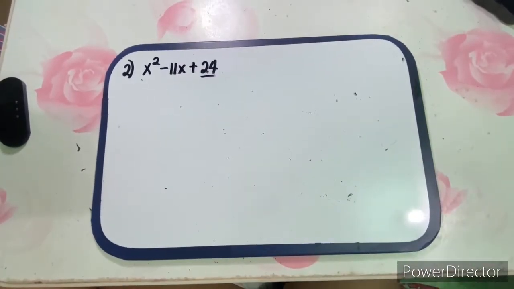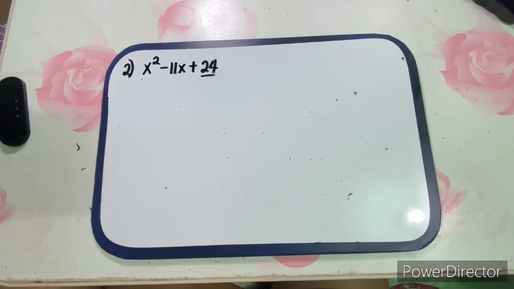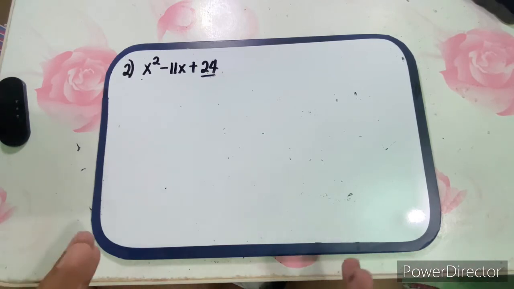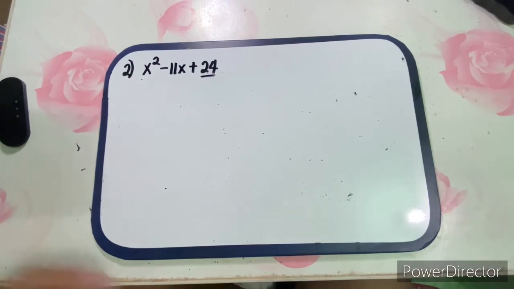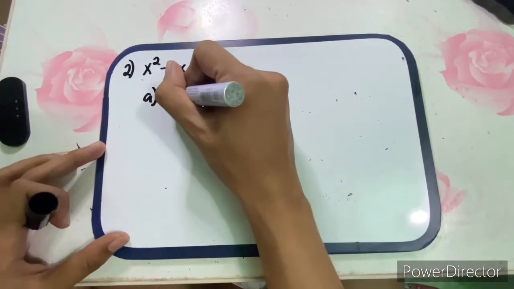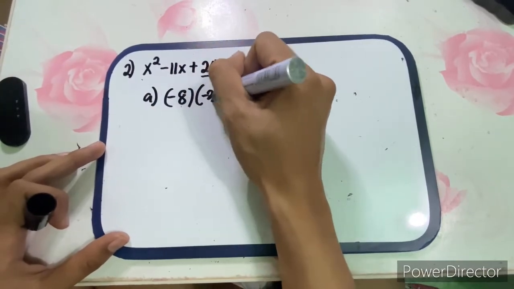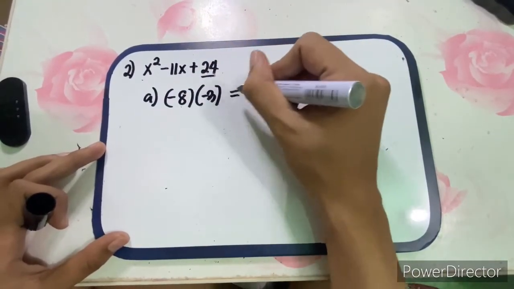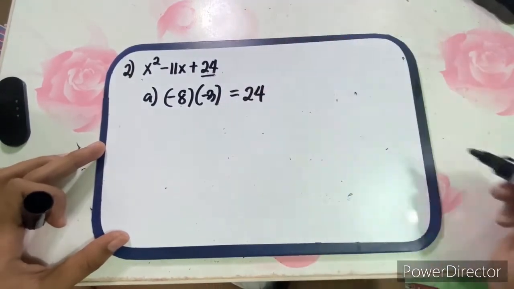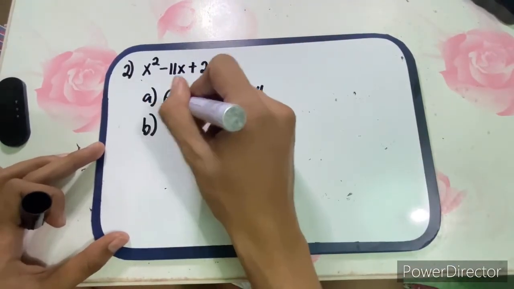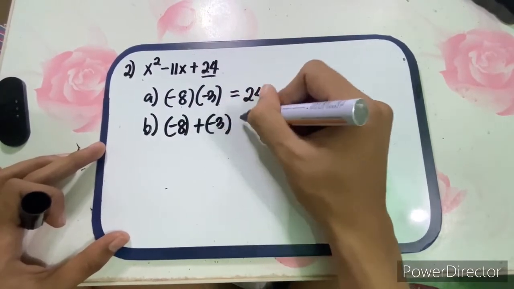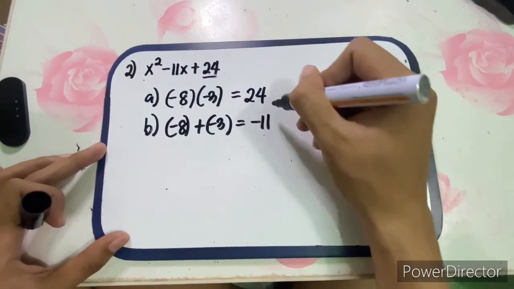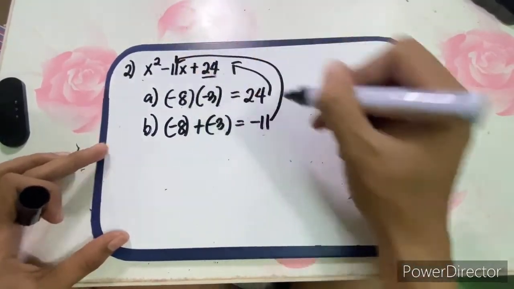Okay, let's go to our second example, which is x squared minus 11x plus 24. This time, we just have to think what pair of factors, if we add them, will result in negative 11. So I'll write here, step A: negative 8 times negative 3, right? Because negative 8 times negative 3 is 24. And these are equal. Then add: negative 8 plus negative 3 is equal to negative 11.